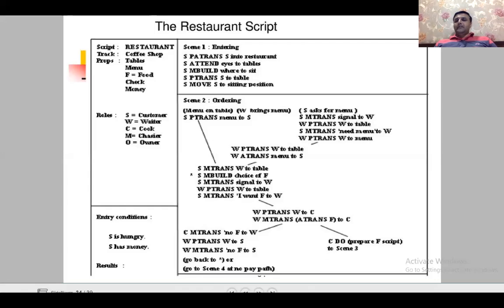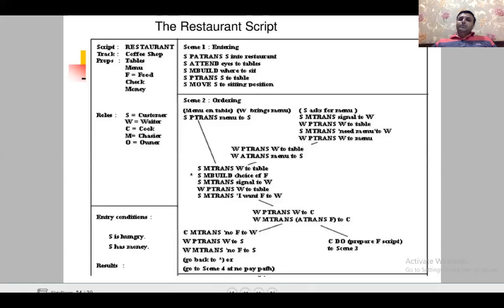Now once he has selected the table, the next process is that he will search for the menu card. At the same time, the waiter will offer him water. The menu card will be there. He will search again for the food he wants to order. He may discuss with the waiter again. So all these are the sequences aligned with the ordering process. In the ordering, what is happening? S, the customer, PTRANS menu to S. Then the customer MTRANS the signal to the waiter. The waiter physically transfers himself to the table.